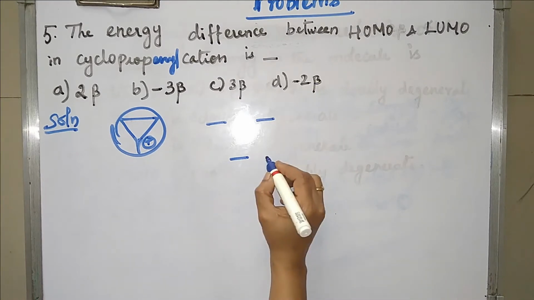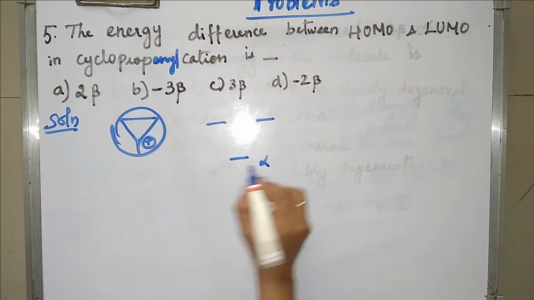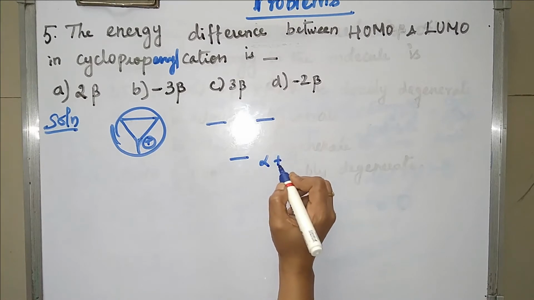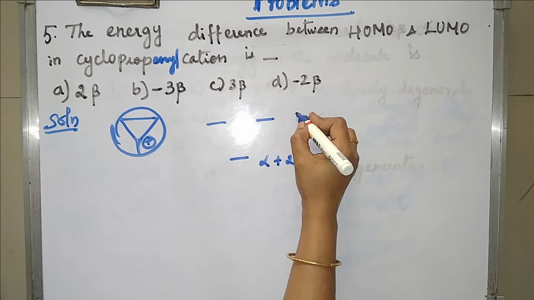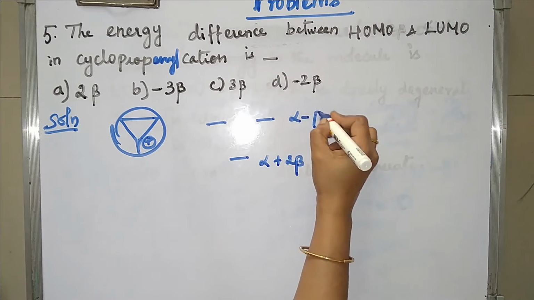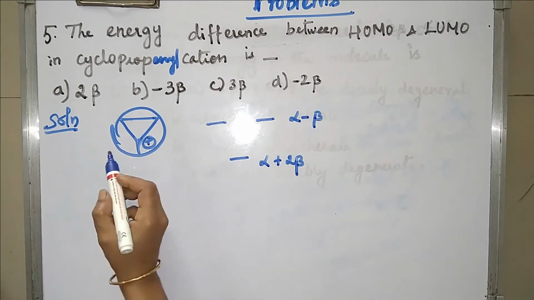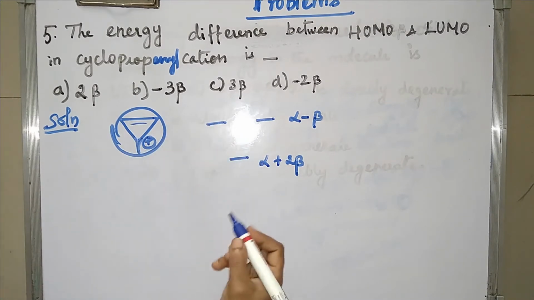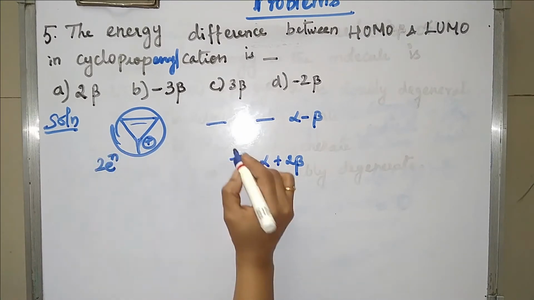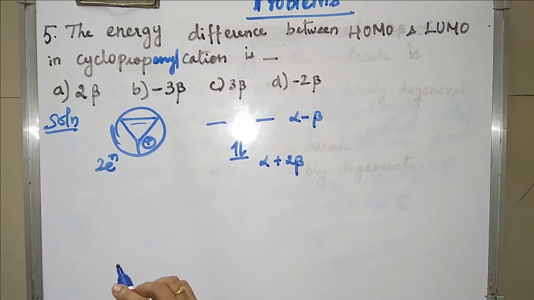If it is a cyclic compound, the base one, I already said the trick itself, that is alpha plus 2 beta. This is the bonding molecular orbital. The doubly degenerate level is alpha minus beta. How many electrons are there? 2 electrons are there. This is a cation, so 2 electrons are there. If it is an anion, it is 4 electrons. So 2 electrons, I'll fill it like this.